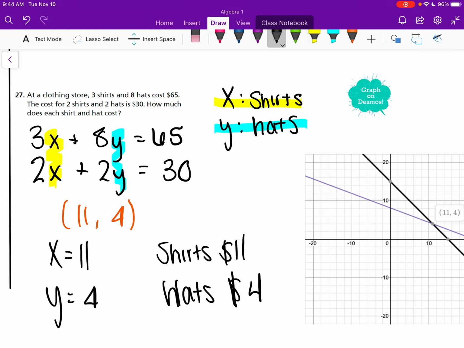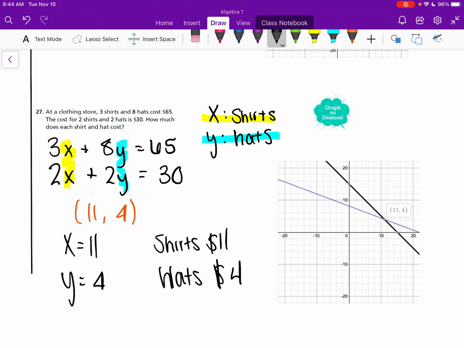That is how we can apply some real life to our system of equations. It can help us find the price of something if we didn't know how much each individual thing cost, but we knew how many we got and how much we spent. All right, you guys, that was 4.3.